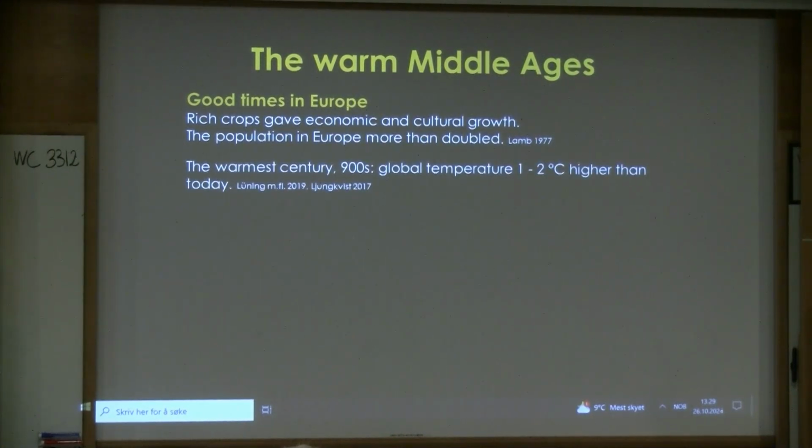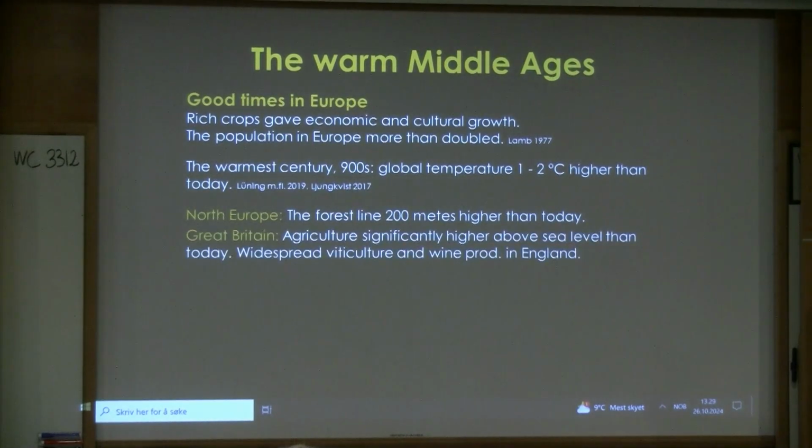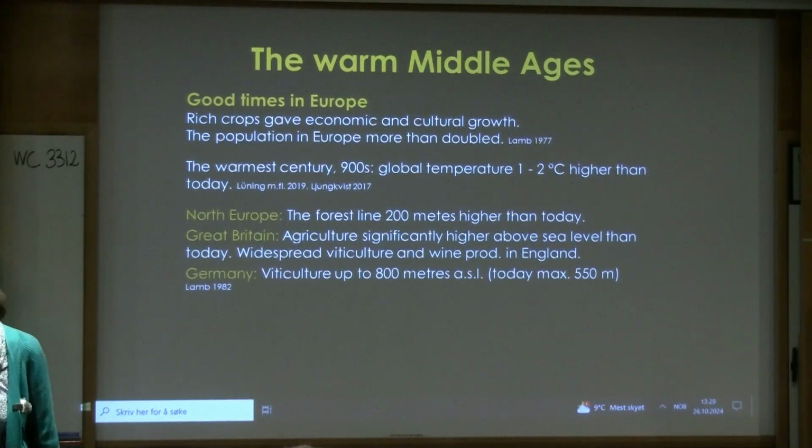The warmest century was the 900s. The global temperature was then up to 2 degrees higher than today. And we know that the forest line in North Europe was 200 meters higher above sea level than today. And also in Great Britain, they were growing crops much higher than today. There was widespread viticulture and wine production in England. In Germany, the viticulture was up to 800 meters, whereas today it is only possible up to 550 meters above sea level.